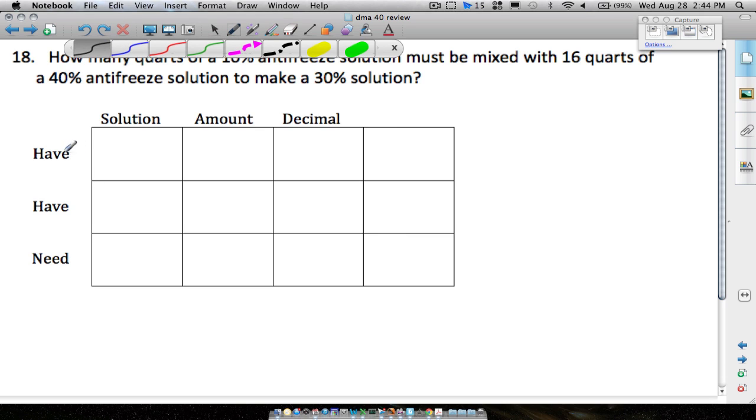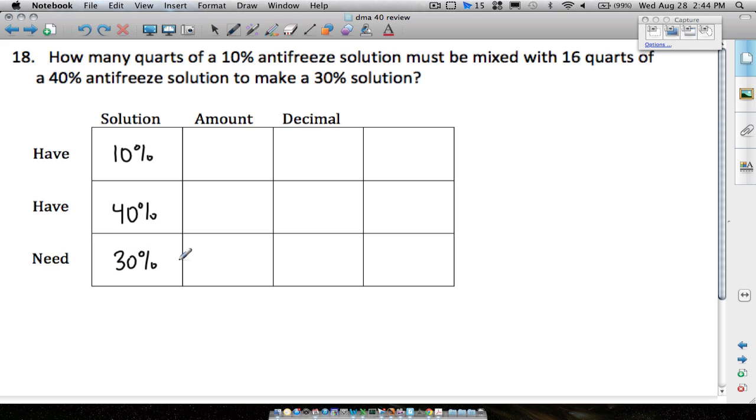And notice we have some type of solution, we have some other type of solution, and we need a certain solution. The solutions that we have: a 10% antifreeze solution. We also have a 40% antifreeze solution, and we need to make a 30% antifreeze solution. How about the amounts? Well, how many quarts of 10%? We don't know how much.